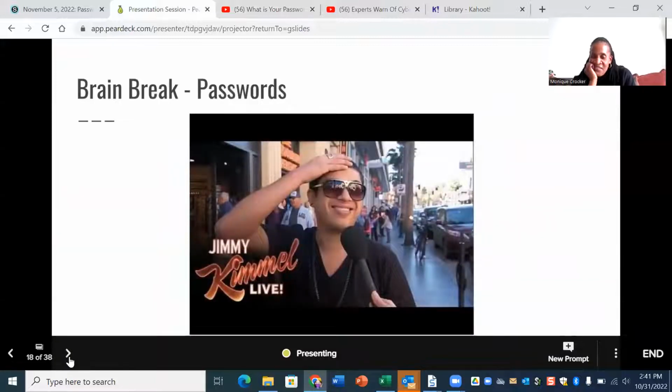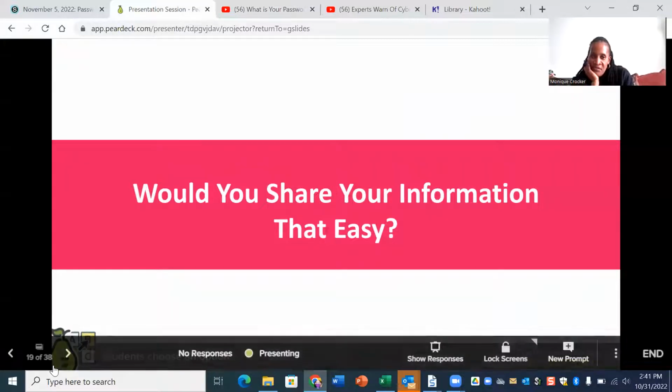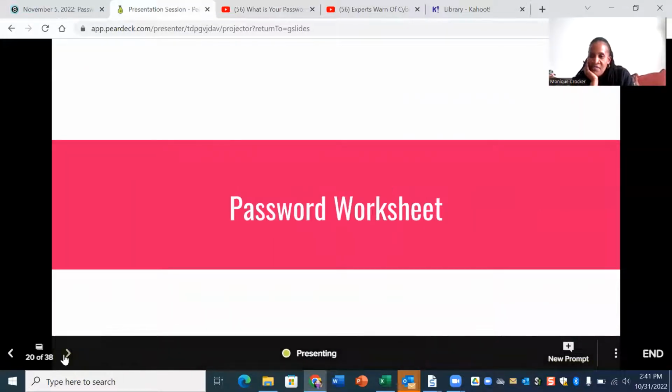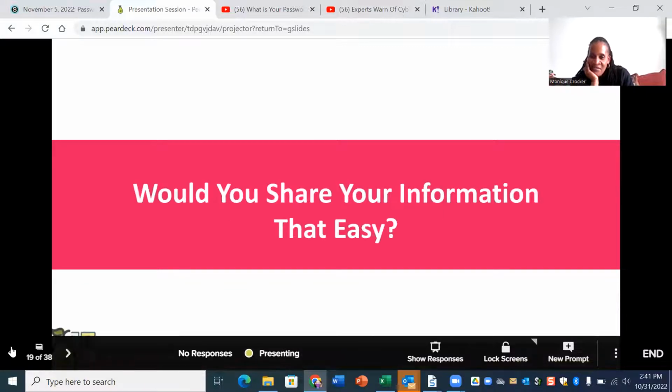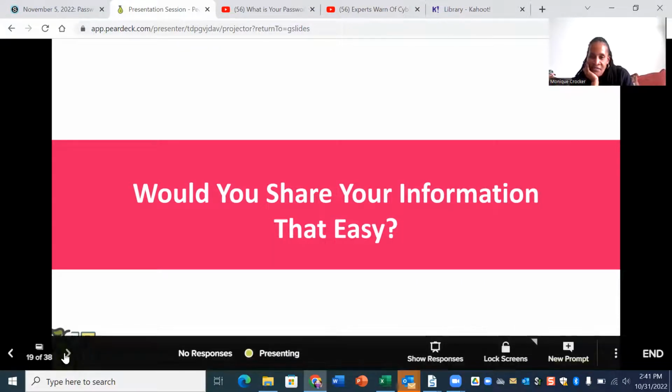But what I would do after that is have a little question for them, and it would be a Pear Deck slide. Would you share your information that easy? And they would be able to say yes, no, maybe, or I can't believe people would do that. That's crazy. Hopefully that would spark some conversations about their passwords, and that people shouldn't do that. So they'd start recognizing how easy it is for someone to guess your password.